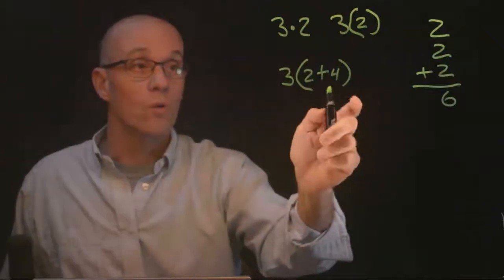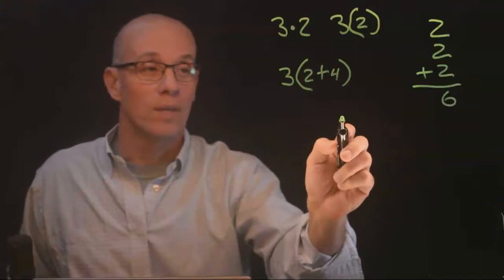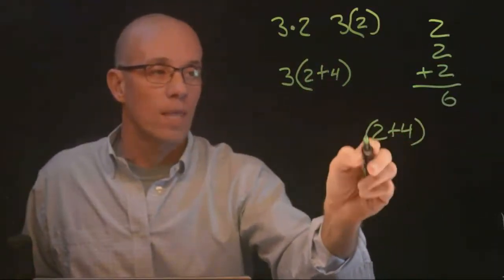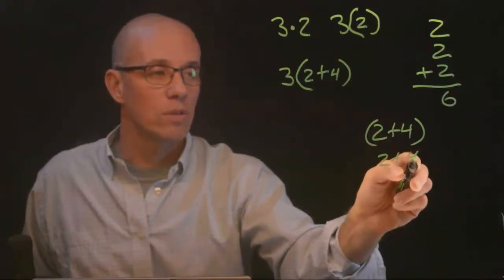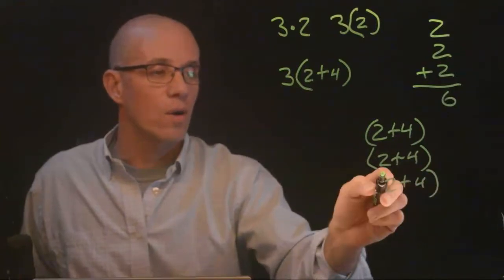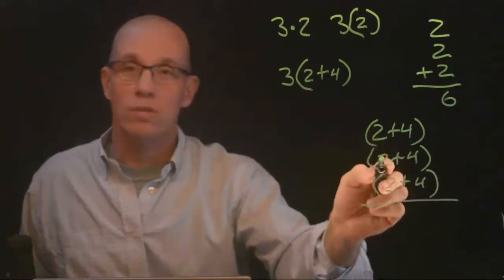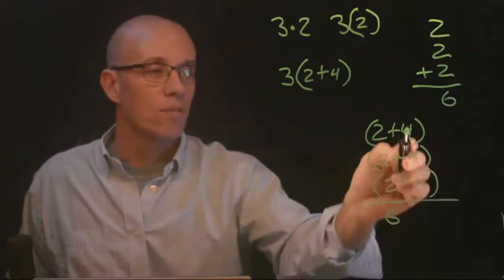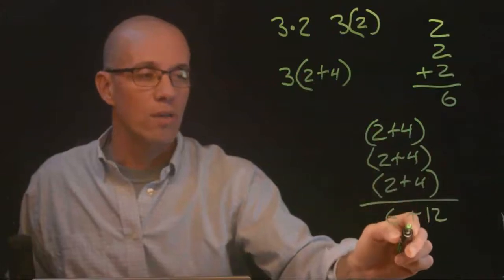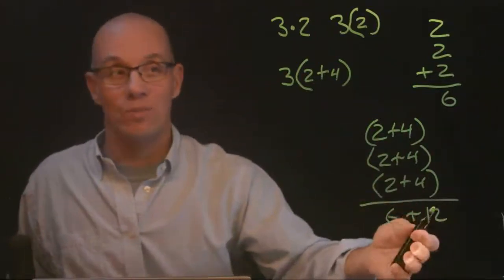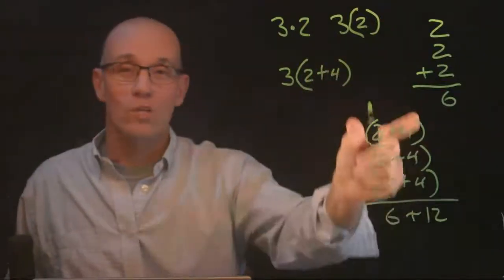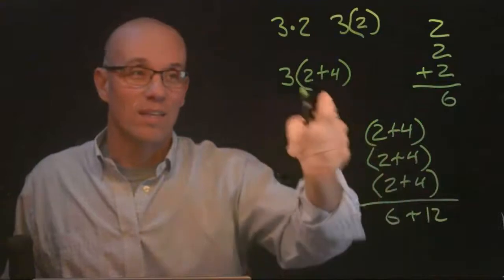But I could also write it out as an addition problem. I could write out 2 plus 4, and I could do this 3 times: 3 of these groups of 2 plus 4. And then when I add this, that's 2 plus 2 plus 2, which is 6, and 4 plus 4 plus 4, which is 12. And I'm still going to add those two together. And when I do that, I get 18, which is what I got when I added the 2 and 4 together and multiplied it by 3. I wouldn't do it this way, not for something this simple.